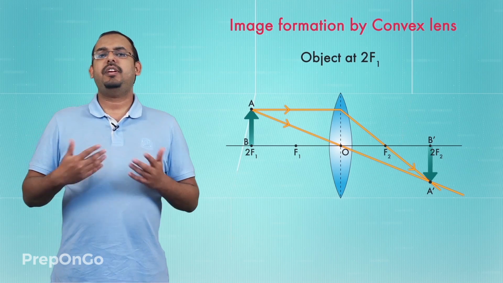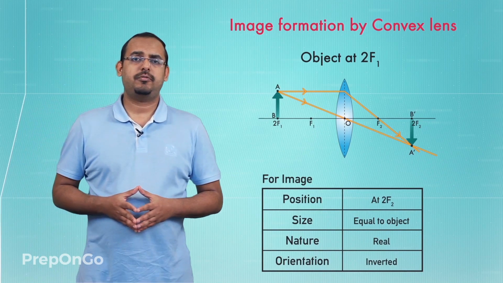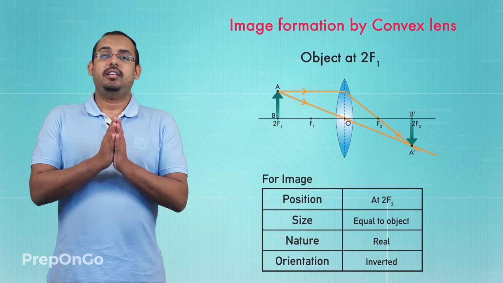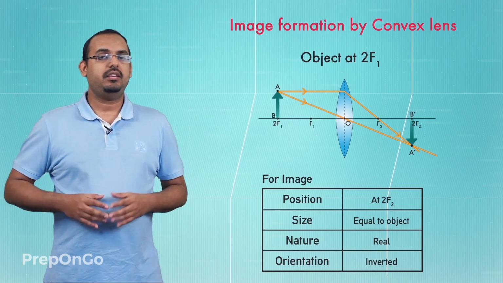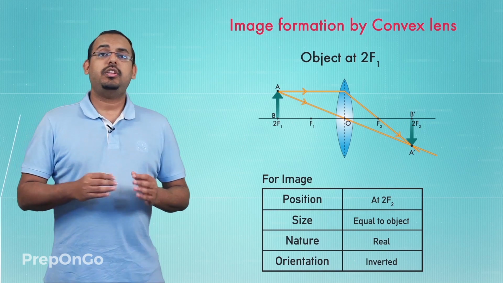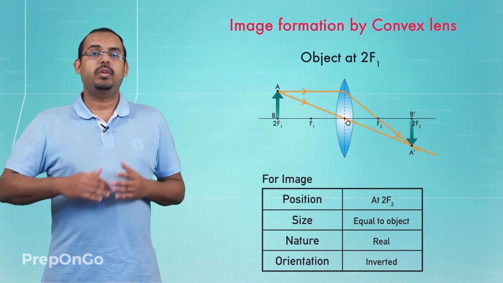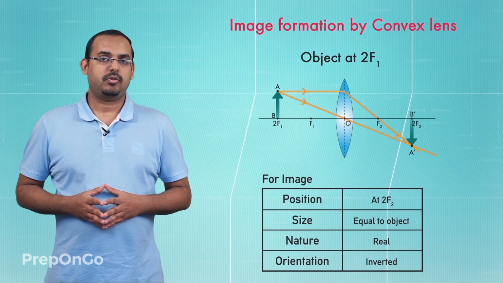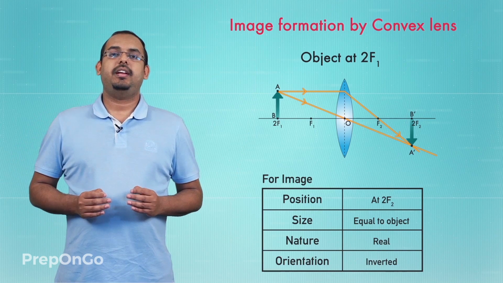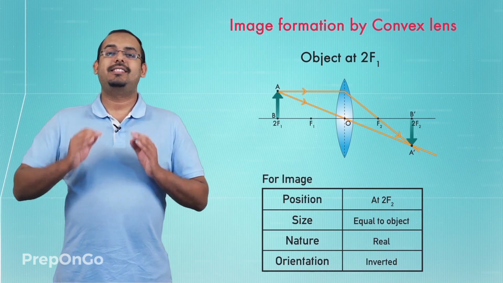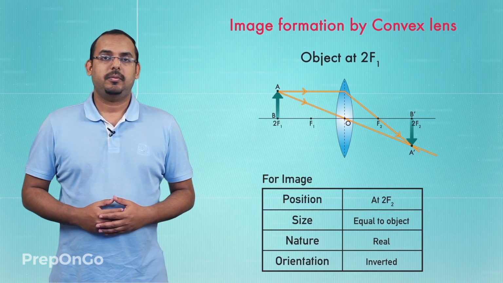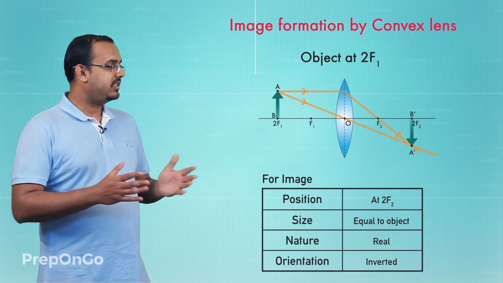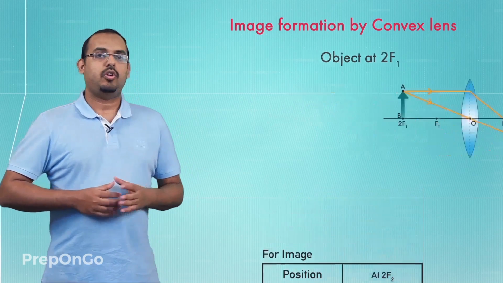So if we try to summarize this image formation case, the object was placed at the point 2F1 with respect to the convex lens. The image is formed at the point 2F2 with respect to the convex lens, or at an equal distance from the convex lens as the object was placed from it. The image that we have obtained is real and inverted in nature and is of the exact same size as that of the object. So this is the third case of image formation that we have seen with a convex lens, where we had placed the object at 2F1 of the convex lens.